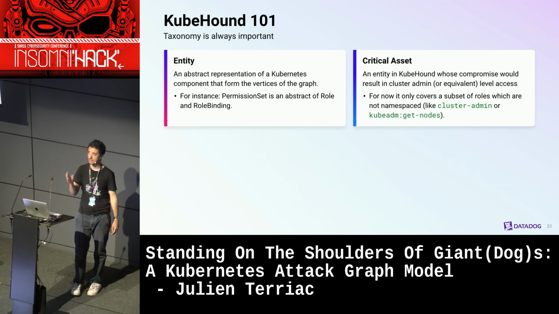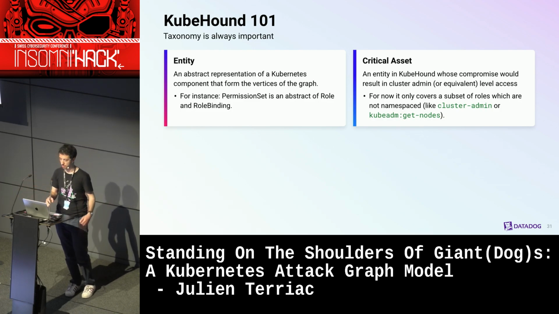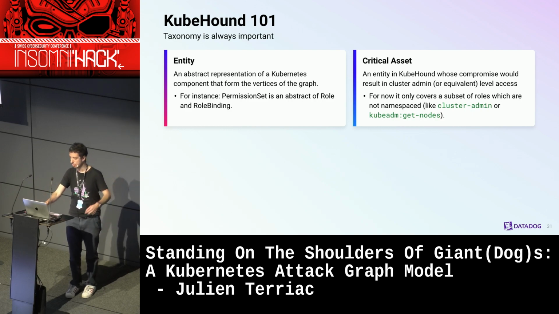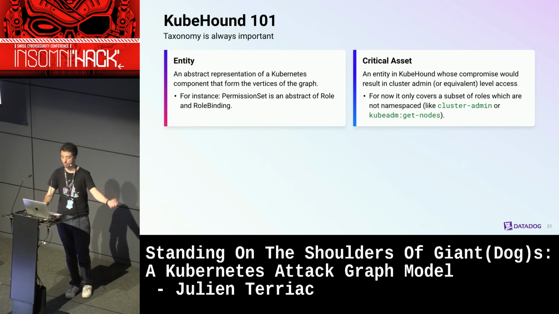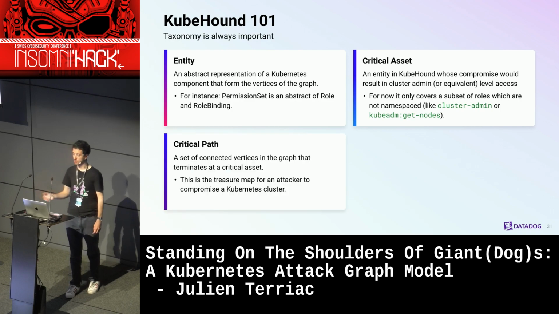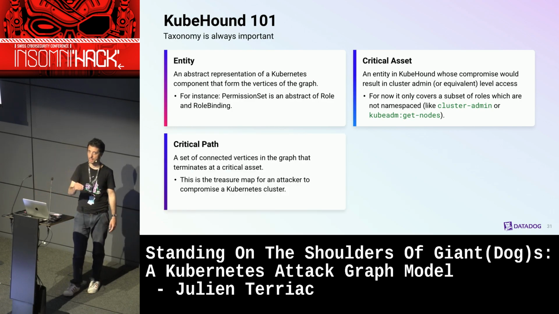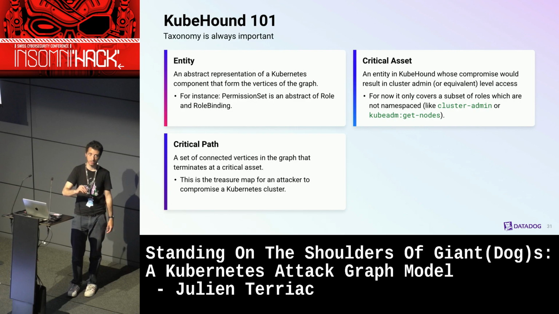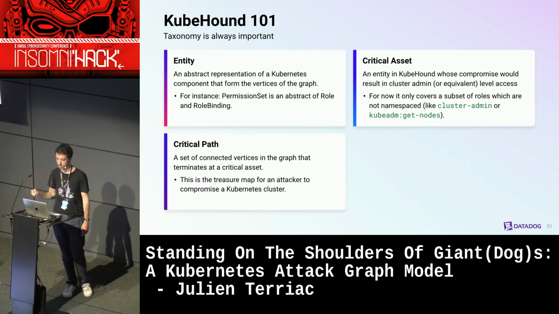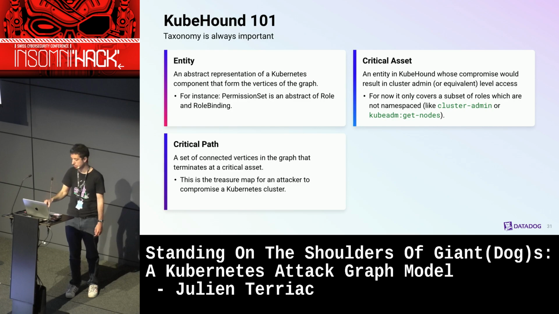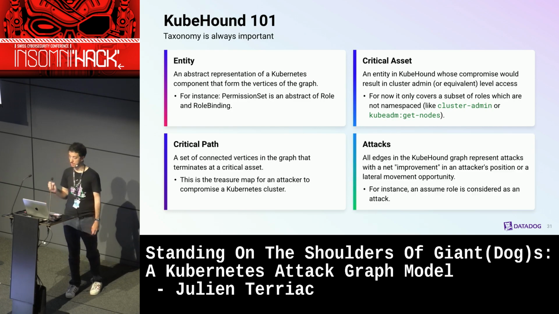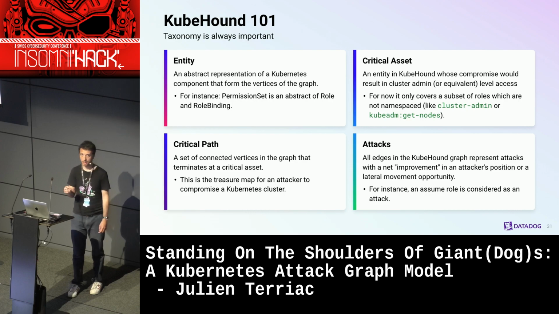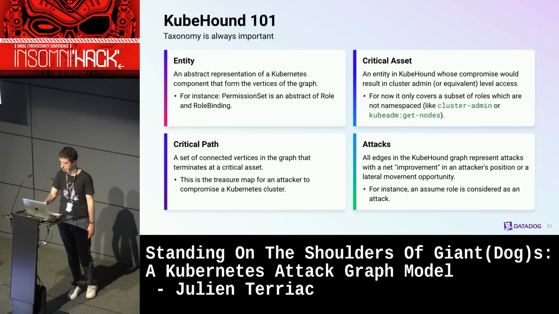So for now, it's only specific roles like cluster admin, but I'll come to that later. We hope to update it so we can have more ways to customize it. And critical path is basically a path that leads you to this critical asset. So you start from an entity and you finally get to this critical asset, and this path is what we call the critical path. And the last one, like I said, we have edges, which are called attacks in our model. So every container escape is an attack edge.